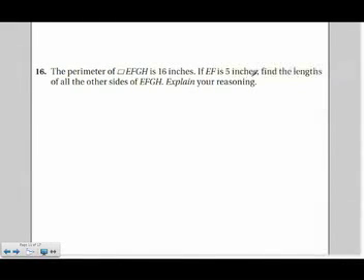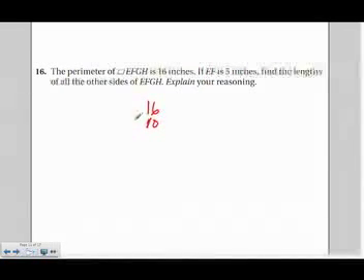Graham is 16, EF is 5, find the lengths of all of the sides. Now if one is 5, another is 5. Don't really need to draw this because it's pretty simple to follow through with. That means 16 minus 10. I got 10 because there are two sides that are 5. I'm left over with 6.